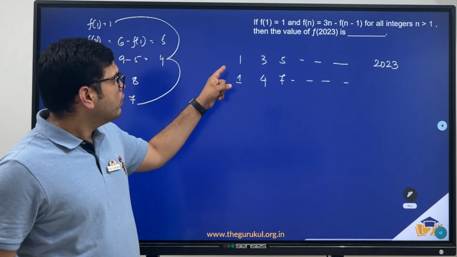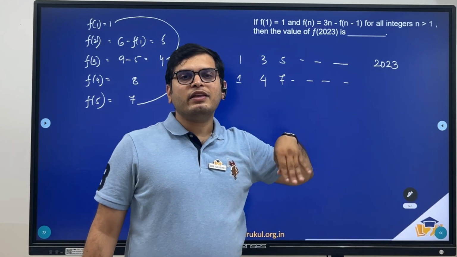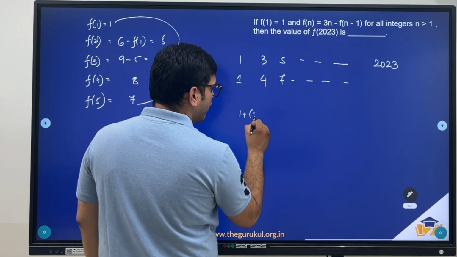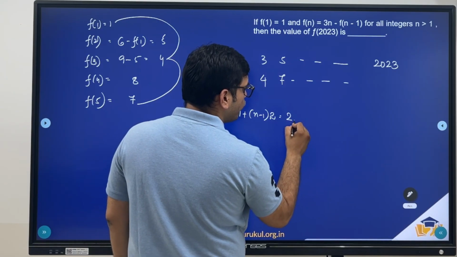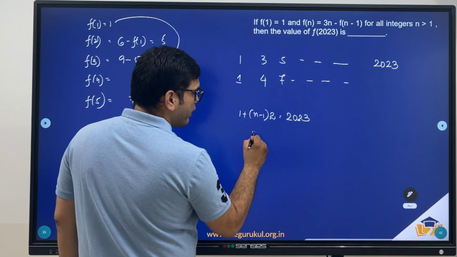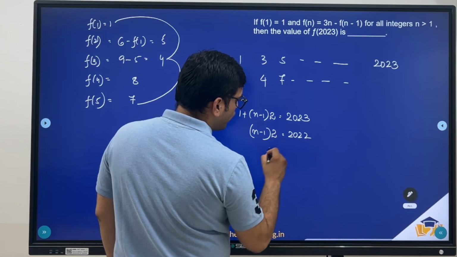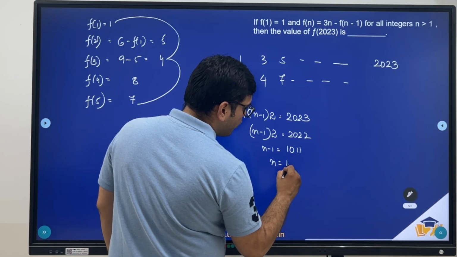Now let us find, in the odd number series, 2023 is what term of that series. So 1 plus n minus 1 into 2 should be equal to 2023. So n minus 1 into 2 should be equal to 2022, or n minus 1 is equal to 1011, or n is equal to 1012.